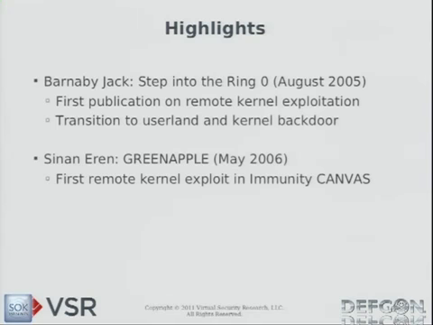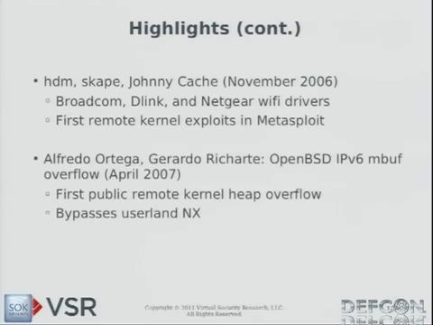ended up implementing. Next, in 2006, Sinan Eren from Immunity announced that they had Green Apple, which was a remote kernel exploit for Windows. And that's sort of the first commercially available remote kernel exploit that I'm aware of. Also in 2006, H.D. Moore, Matt Miller, and Johnny Cash published three remote kernel exploits that were all added to Metasploit in various Wi-Fi drivers.